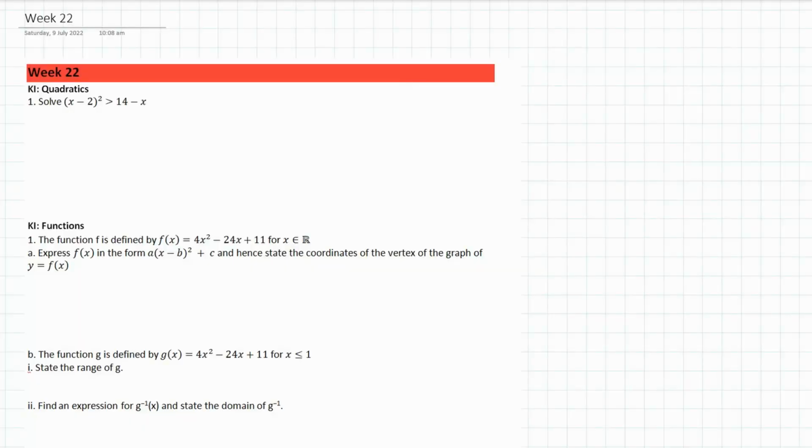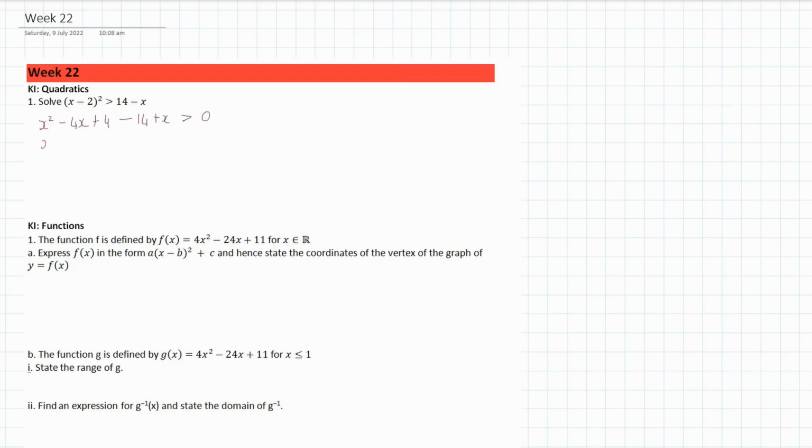Here we are with week 22 maintenance for the Pure Maths 1 course. Quadratics question first. We've got to solve this inequality. I'm going to expand my brackets on the left hand side. Then I'm going to bring the right hand side over to the left hand side. So I've got 0 on the right hand side.